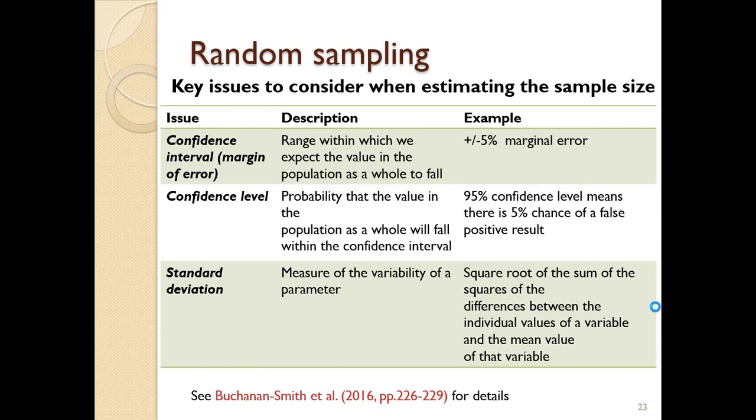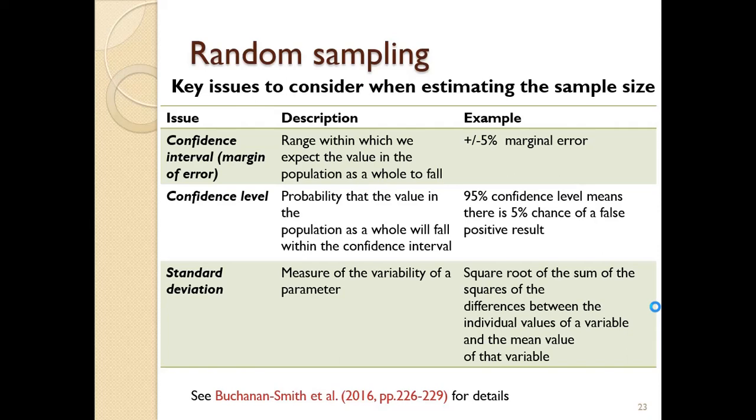We also have the confidence level, which is the probability that the value in the population as a whole will fall within the confidence interval. So the confidence level is whereby you are sure that there is a certain probability that the population would give you information that fits within that particular categorization. An example could be a 95% confidence level, which means that there is a 5% chance of false positive results. Okay, and of course that depends again on the sample size that you would want to select.